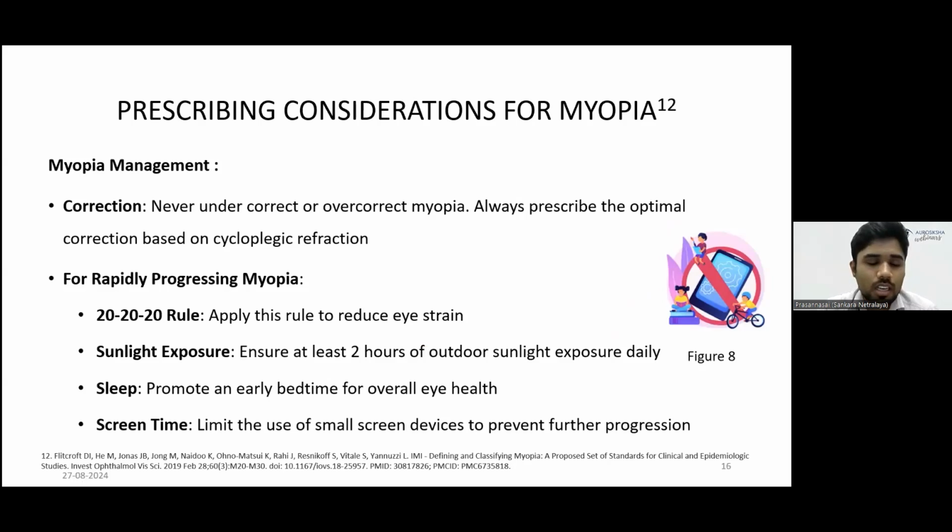So, prescribing considerations for myopia. Never undercorrect or overcorrect myopia. Always go for the optimal prescription based on the cycloplegic refraction. In a clinic, generally, if we notice any child whose myopia is progressing up to minus 0.5 diopter every 6 months, it's better to give additional instructions like follow the 20-20 rule, a minimum of at least 2 hours of outdoor activities, that means sun exposure is needed, and promote early bedtime. For screen time, advise to completely restrict mobile phone activities or reduce screen time.